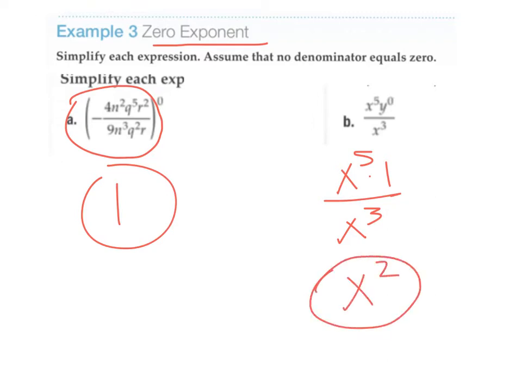So here's our answer. The difference between the two problems is where the 0 is located. The 0 is located with everything over here, so everything becomes 1. Here the 0 is only located with the y, so it's the only thing that becomes 1.